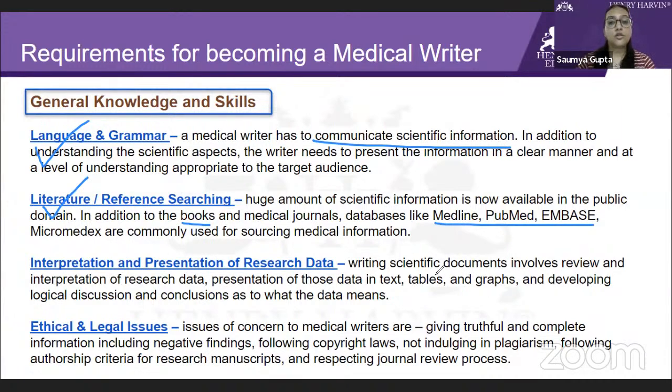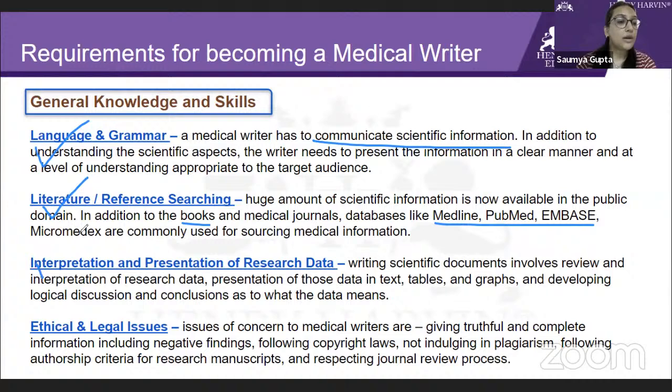But it is not like this, that you will include everything, whatever comes on your way. You have to understand whether this information is correct or not. You have to make the information evident, and then only can you include it in your article. So literature and reference searching, you should be a pro at it, and you will learn it gradually when you start doing the writing part.